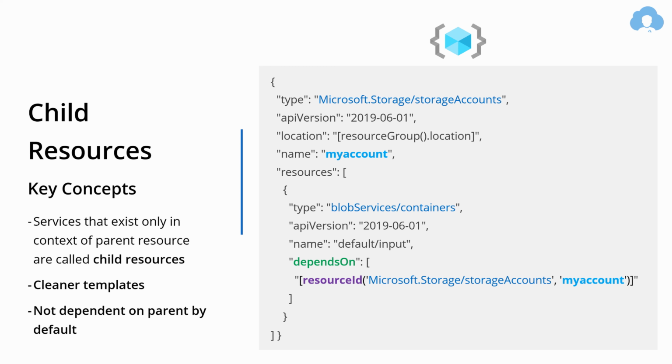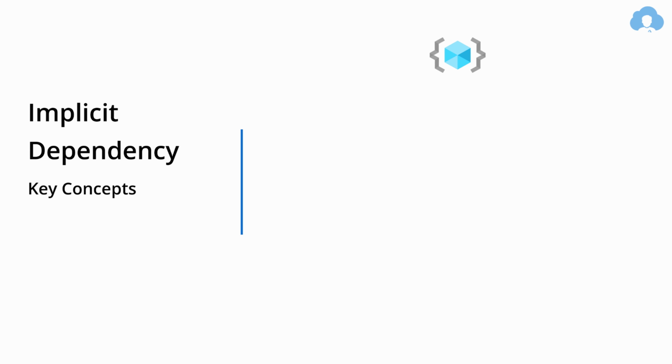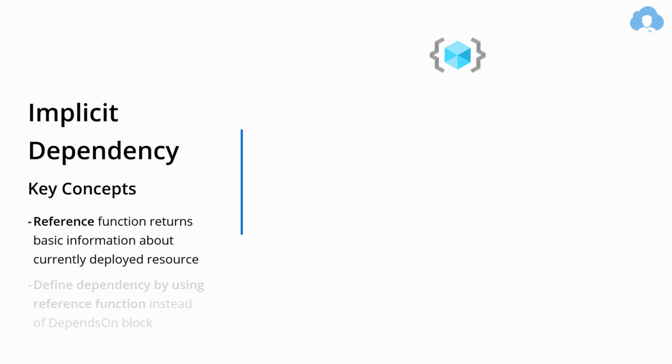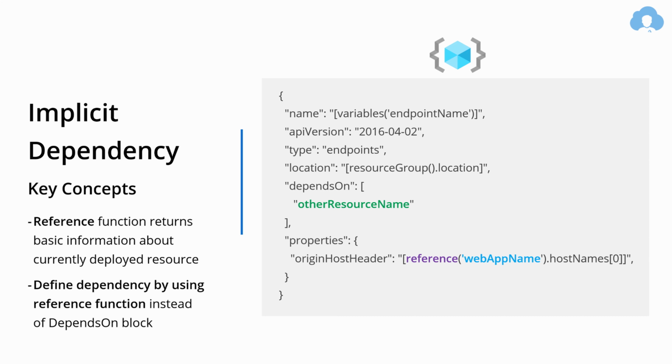And using depends on blocks is pretty much a so-called explicit dependency, but you can also use implicit. And to use implicit, you use the reference function. So during the deployment, you can actually refer to other resources by using the reference function to pull some information from that resource during the deployment. And this reference function does pretty much the same job as depends on.